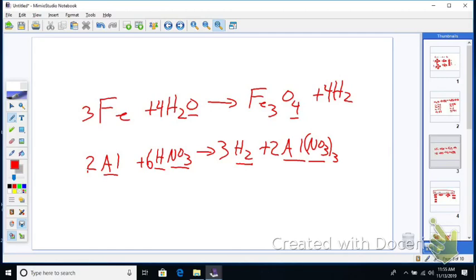And then the very last one's not too difficult. It's probably the easiest of all of them. So H2 plus Cl2 gives you HCl. And so all you have to do for that one is to do what? Put a 2 on the right side. And then the H's and Cl's balance.